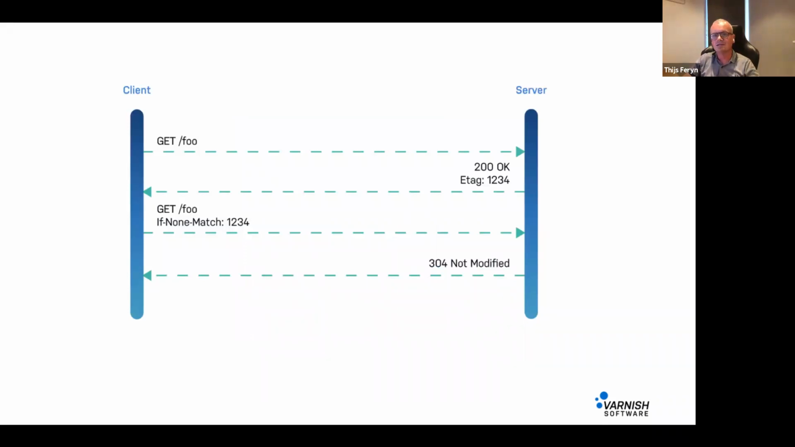So imagine that the server is Varnish and that you request the foo URL. And we just say, okay, here's the content. 1234 is the ETag, which is a sort of fingerprint of the content. In reality, it will be a bit more complicated. And the next time your browser sends it, and by the way, your browser does this automatically, it will send an If-None-Match header with that same value.